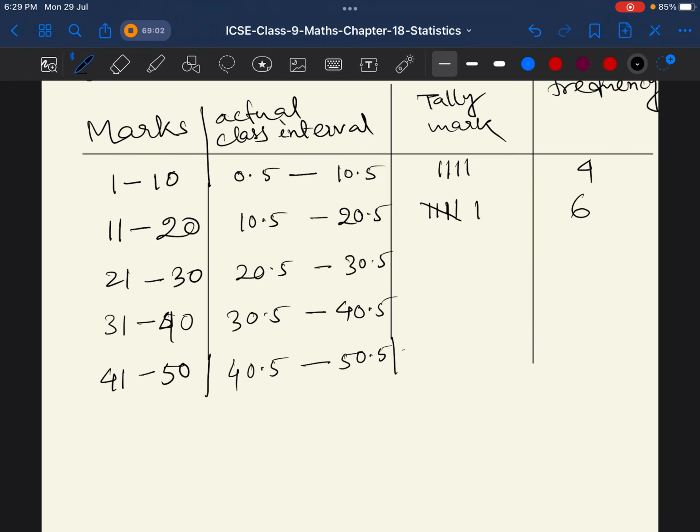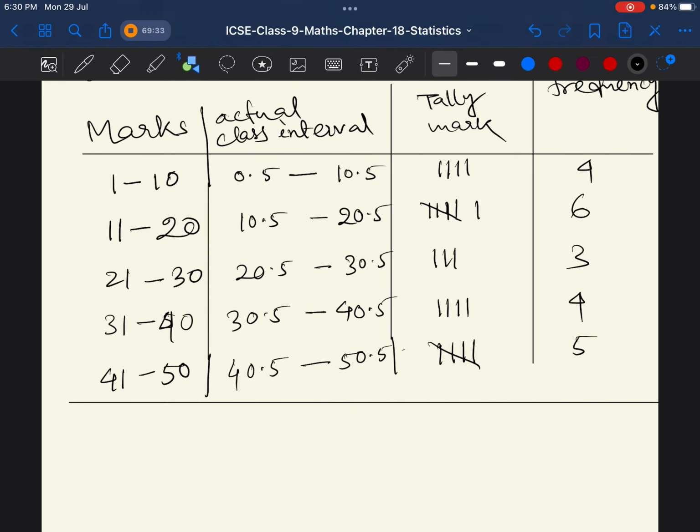Now 20.5 to 30.5, so 1, 2, 3, this will be 3, frequency 3. 30.5 to 40.5, so this is 4, 1, 2, 3, 4 tally marks, and frequency will be 4. Now 40.5 to 50.5, 1, 2, 3, 4, 5, so frequency 5.